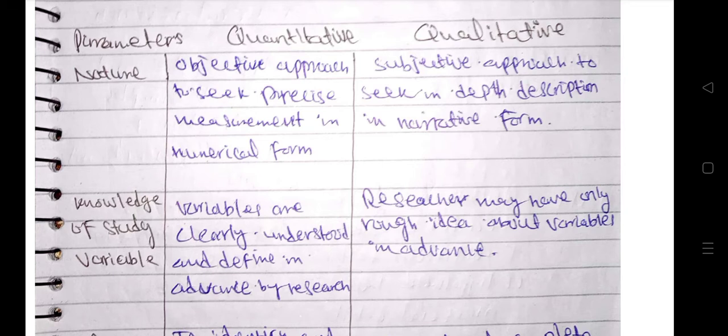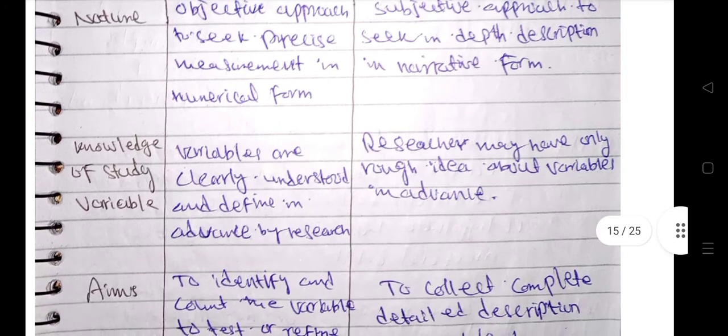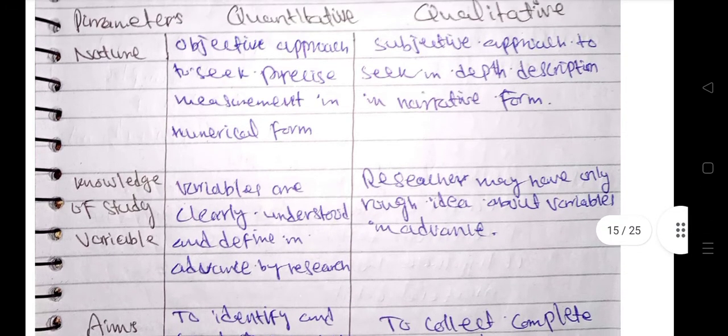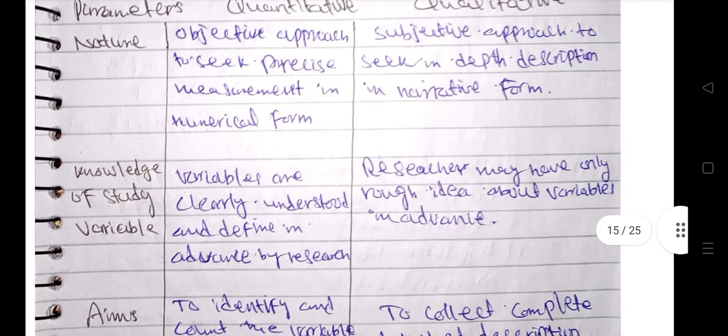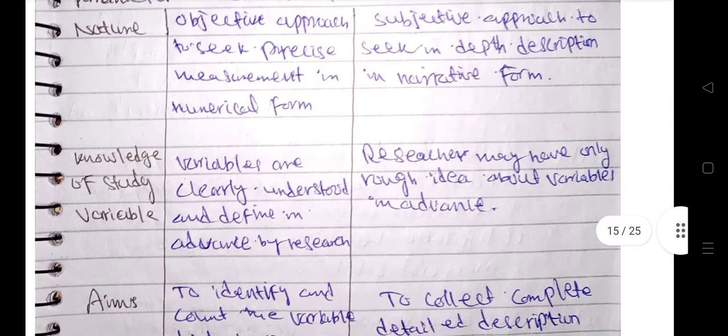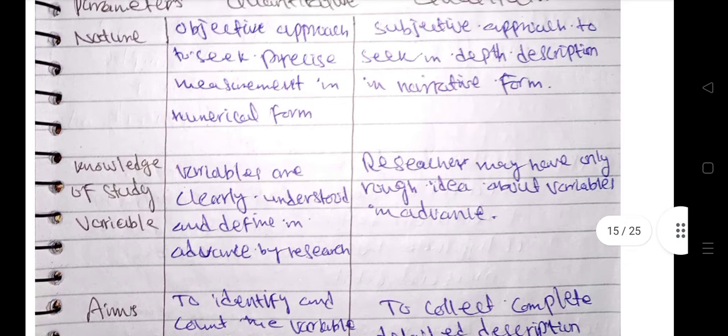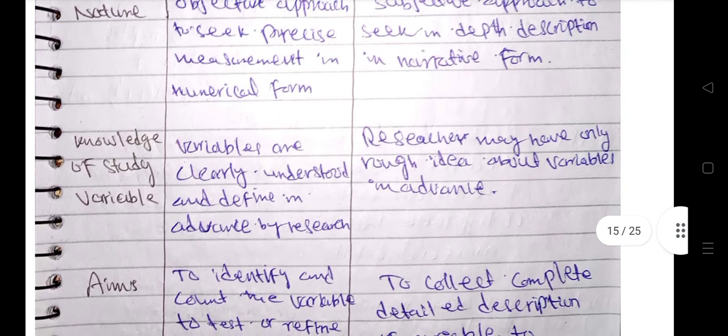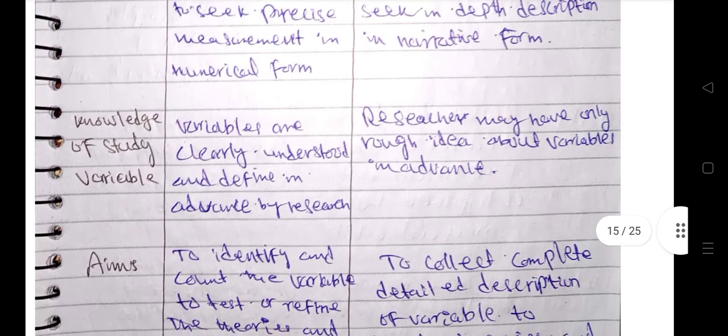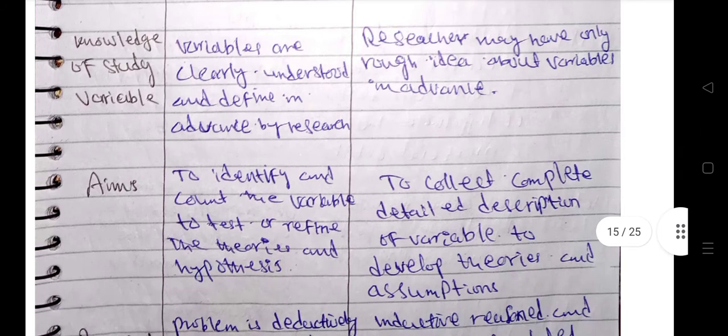So I think you know about subjective and objective. So objectivity, impartiality and no personal opinions, whereas in subjective you have your personal opinions as well. And further, the knowledge of study of variables. So in quantitative, the variables are clearly defined, clearly understood in advance by the researcher, whereas in qualitative, the researcher may have only a rough idea about the variables and aims.